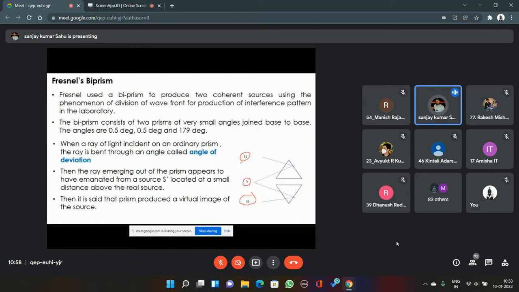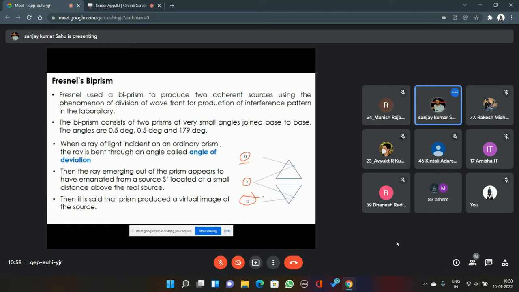The only condition is that every aspect of these two prisms, like the glass material, refractive index, and the angles, must be the same. If that is so, then these two sources can be treated as virtual coherent sources. That's how we are going to generate two coherent sources.